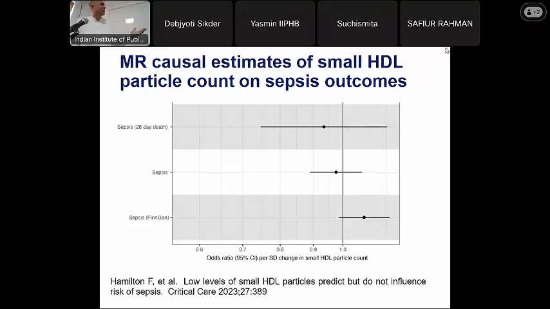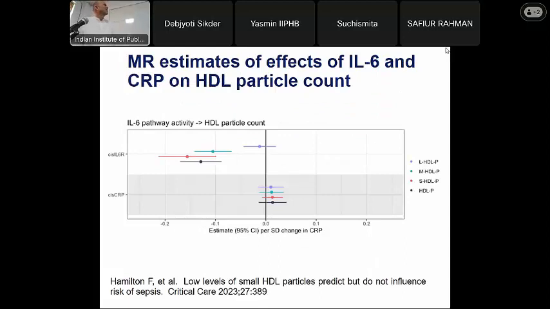So that's using Mendelian randomization to get an estimate of the phenotype. You're using the genes to get an estimate of the effect of the phenotype, in this case small HDL on the outcome. What we looked at then was that we know interleukin 6, IL-6 activity has a very strong effect on sepsis mortality. So we looked at how IL-6 influenced the small dense HDL. We first looked at how it was for CRP to show that it was working. So we're looking at IL-6 onto the HDL particle count, and what we showed is that IL-6 does indeed lower the HDL.